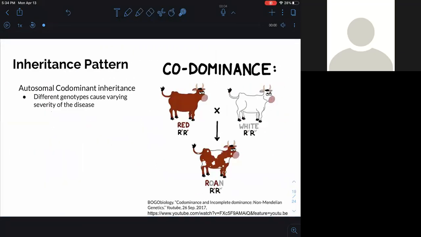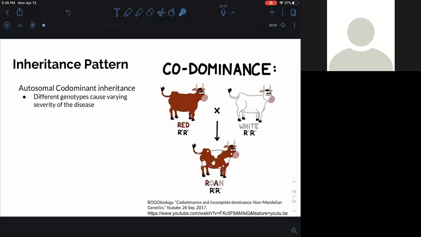So the inheritance pattern of AATD is considered autosomal codominant. It is considered a non-Mendelian genetics because it doesn't follow normal autosomal dominant or autosomal recessive patterns. In codominance, both alleles express protein.